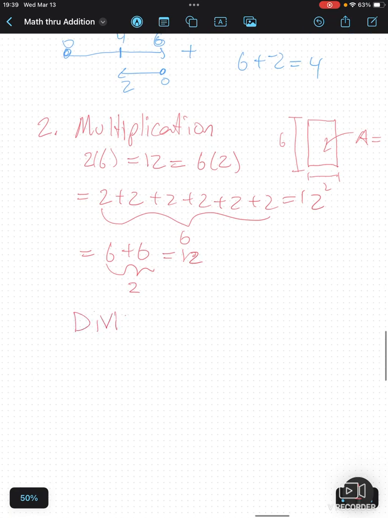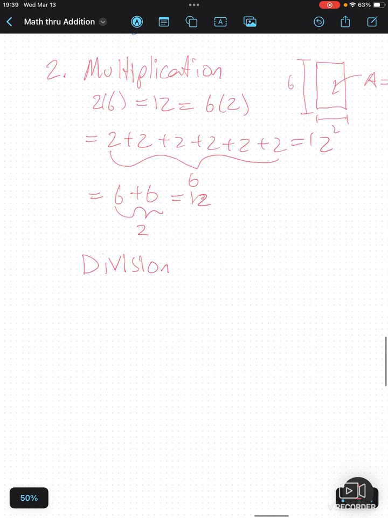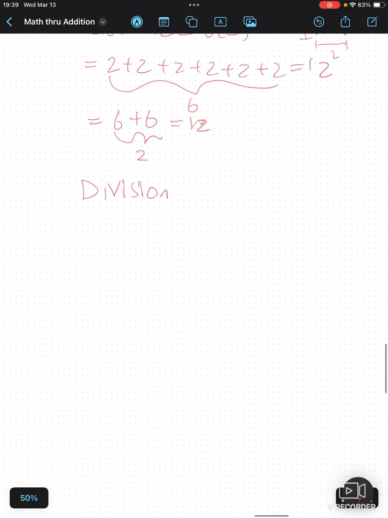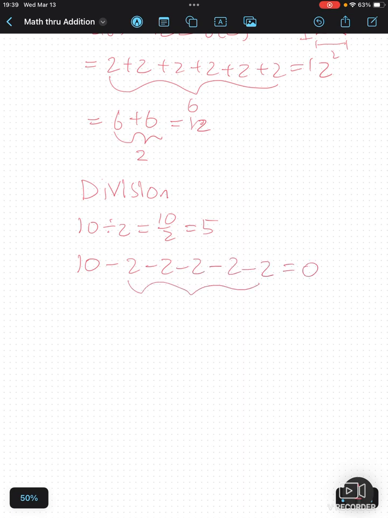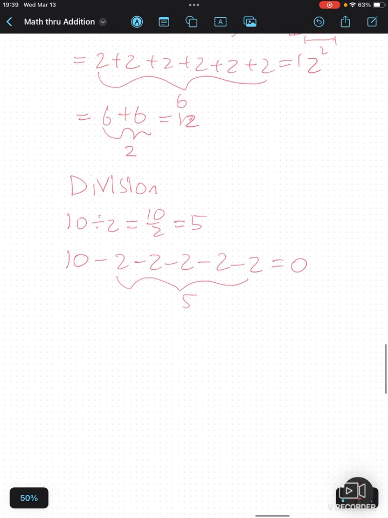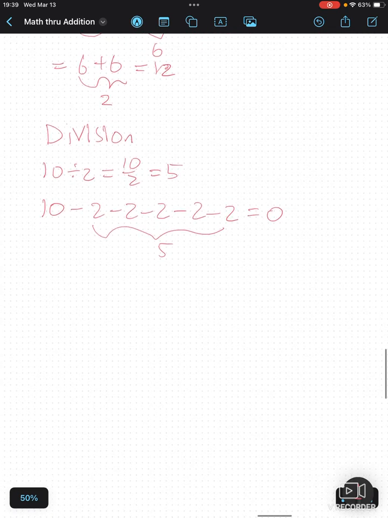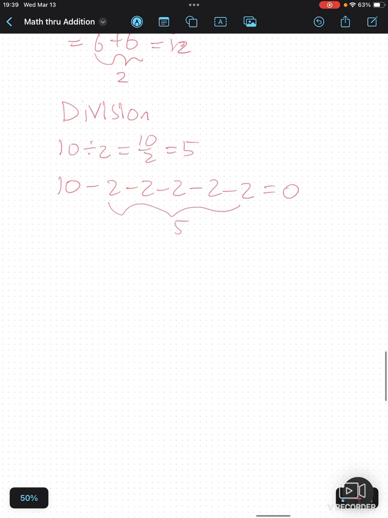Moving on to division, something that is not commutative, aka it matters where it is done from. So for example, 10 divided by 2 is equal to 10 over 2, which is equal to 5. But what does this mean? Well, it's really subtracting 2 from 10, 5 times. This is done 5 times. And we can see that there is no remainder for this.